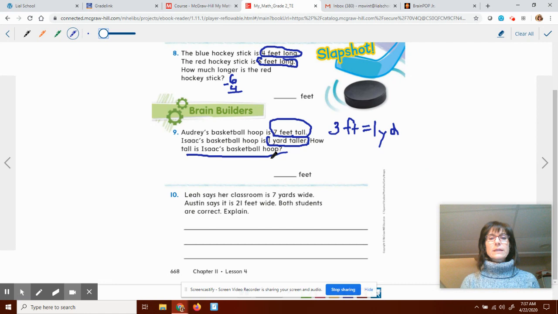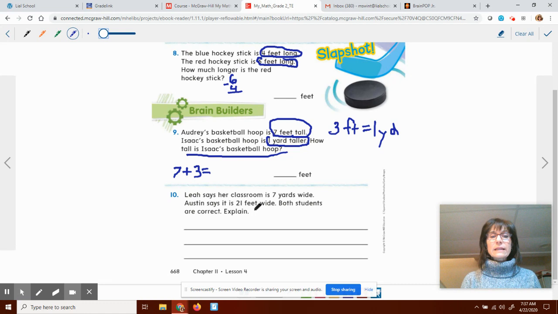So if I take a look here, I know that Audrey's basketball hoop was 7 feet and Isaac's hoop is 1 yard taller. Well, if it's 1 yard taller, I'm going to add to it, right? So I'm going to take the 7 and add to it 1 yard. Well, how many feet did we say 1 yard was? 3 feet. So you simply have to add 7 plus 3, and you are going to get your answer.